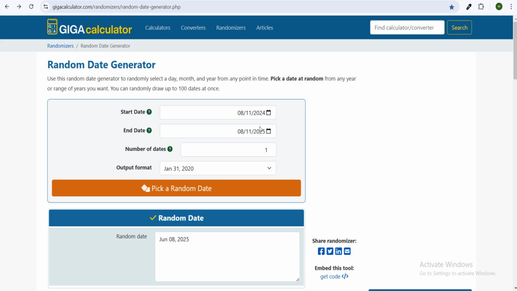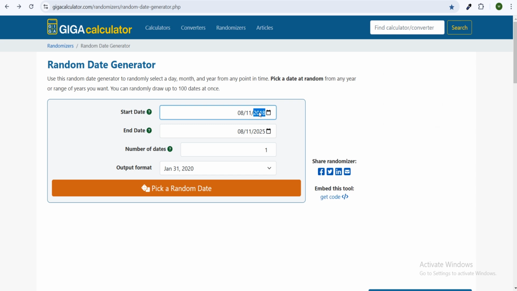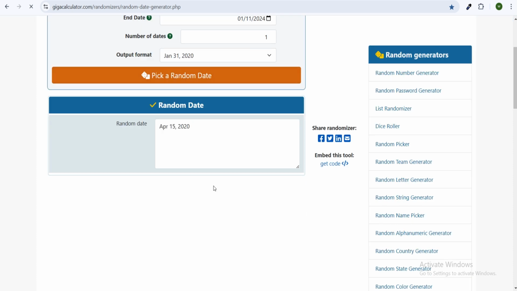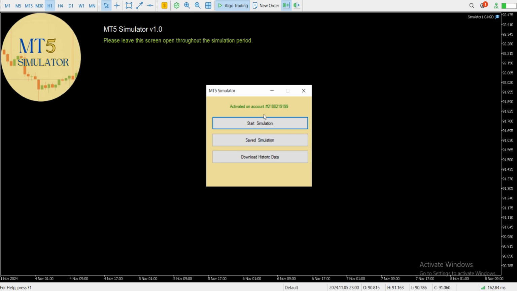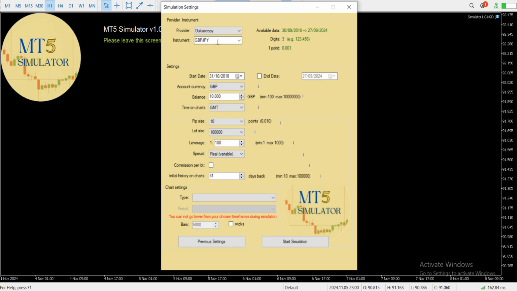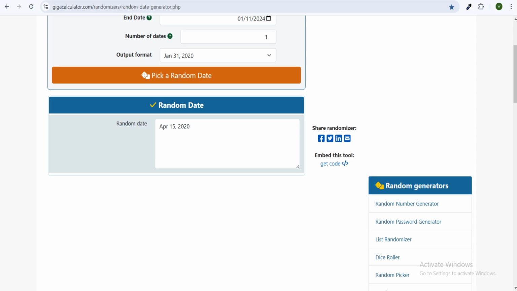Okay, so let's pick some random dates. I need the dates between 2018, month will be 2nd, until 2024, month will be 11th. Let's pick a random date, April 15, 2020. Select gold. 2020, month will be 4 and April 15. Was it 15? Yeah.